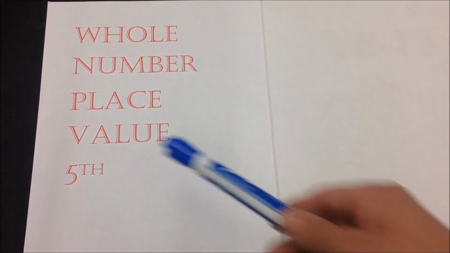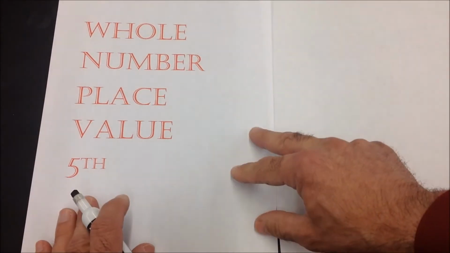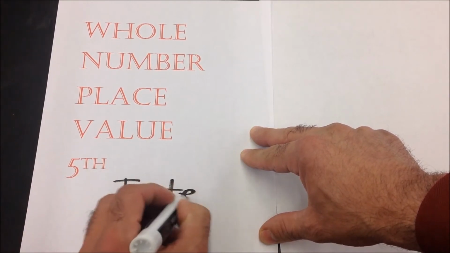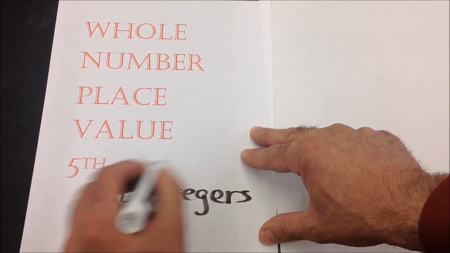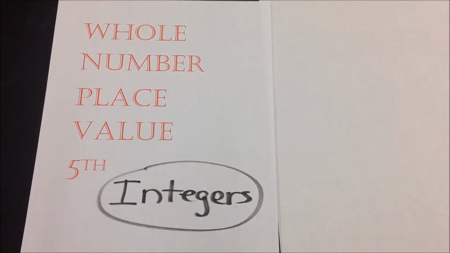Okay, here's our video on whole number place value. Another word for whole numbers, well, part of whole numbers, are integers. So whole numbers are actually the positive integers, and we'll talk about integers in another video. So let's review some forms.